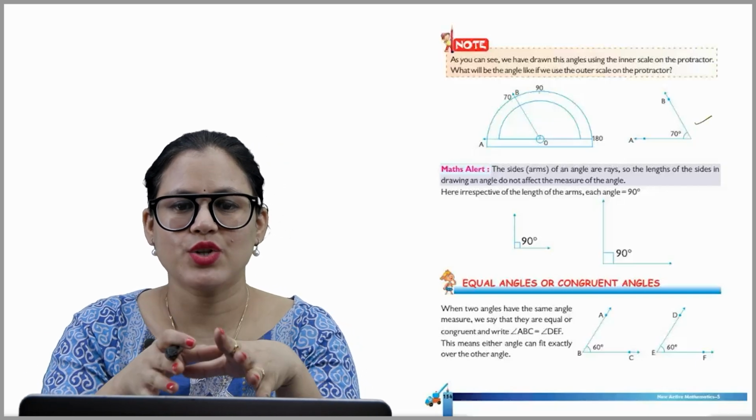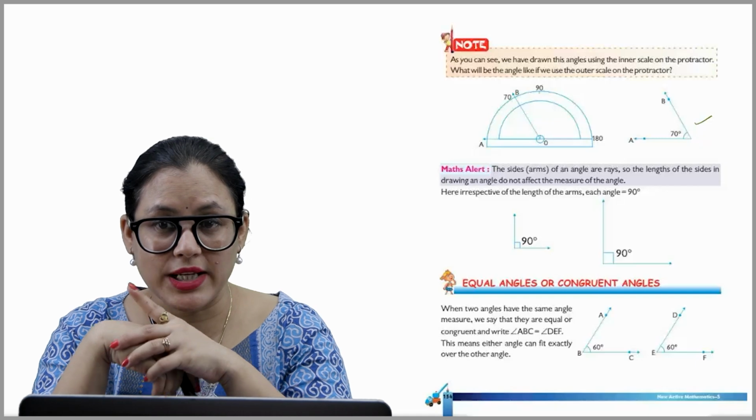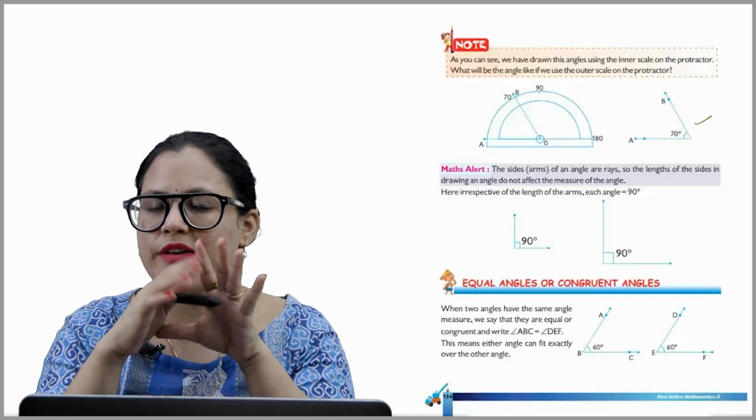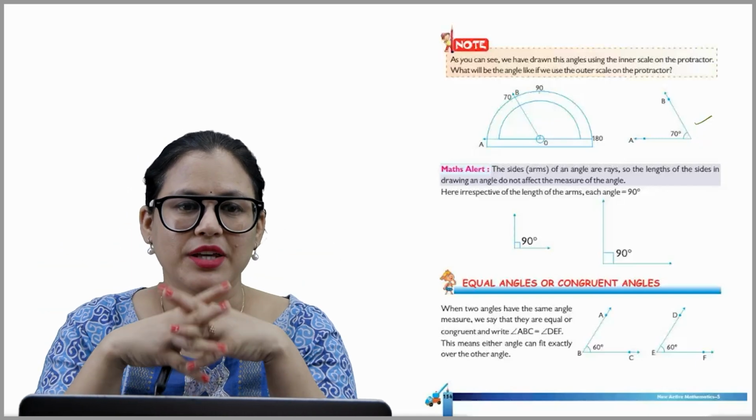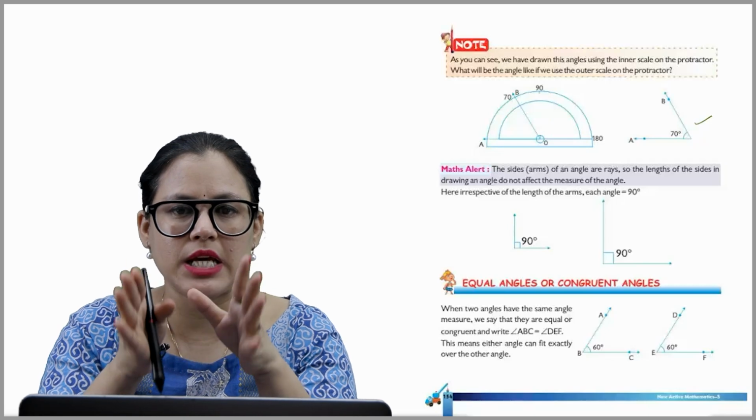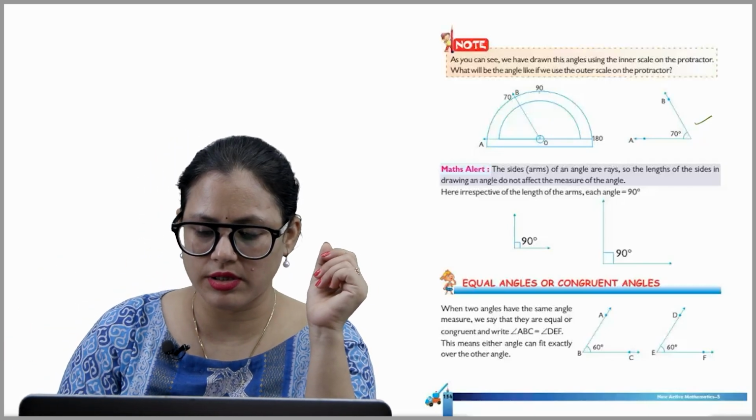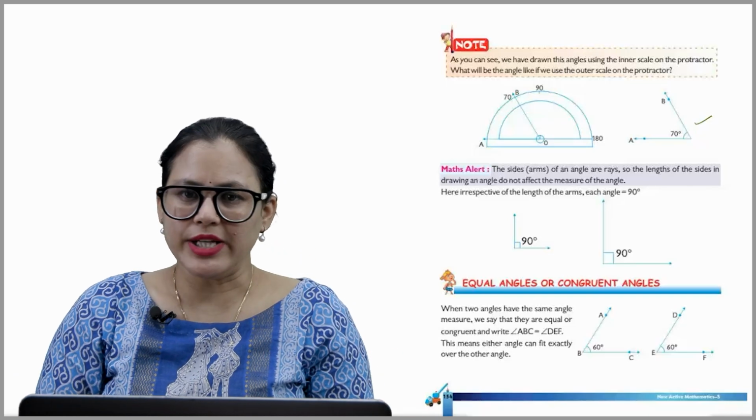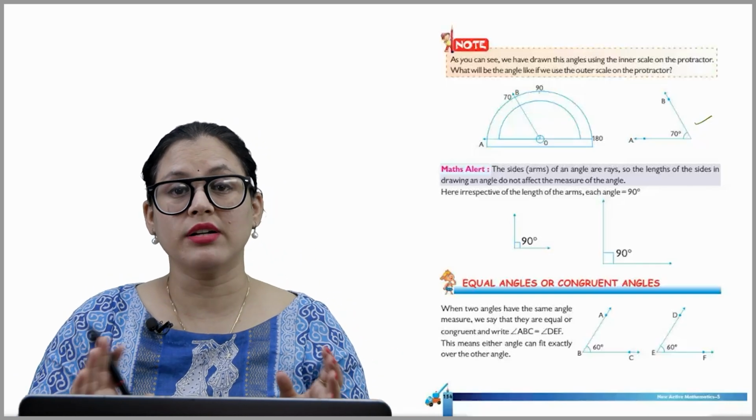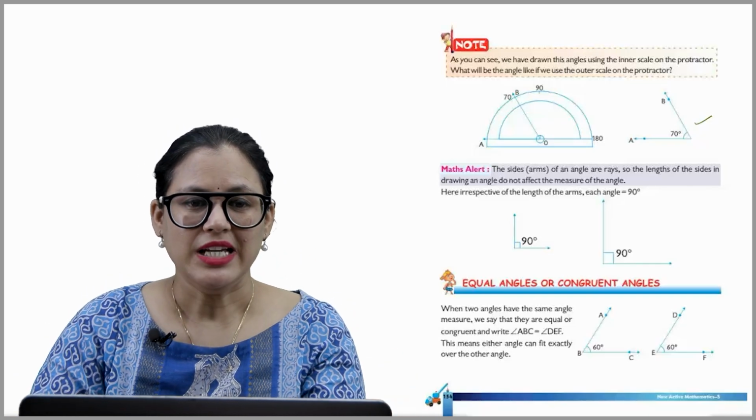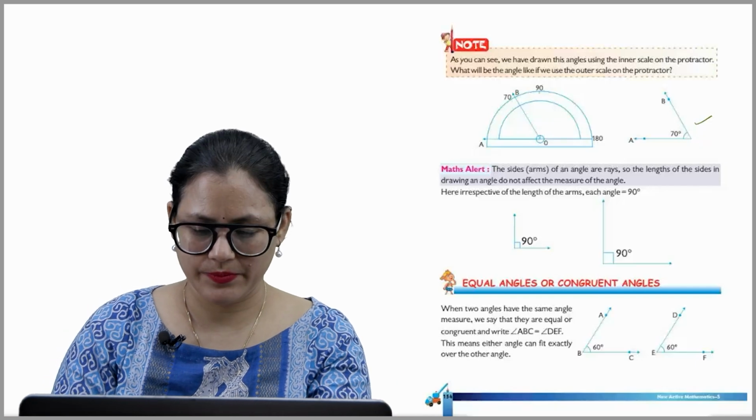Maths alert. The sides or arms of an angle are rays, so the length of the sides in drawing an angle does not affect the measure of the angle, okay. Here, irrespective of the length of the arm, each angle is equal to 90 degrees. You see here, arms are shorter, here arms are longer, but that really doesn't matter because the measure of each angle is 90 degrees, okay.